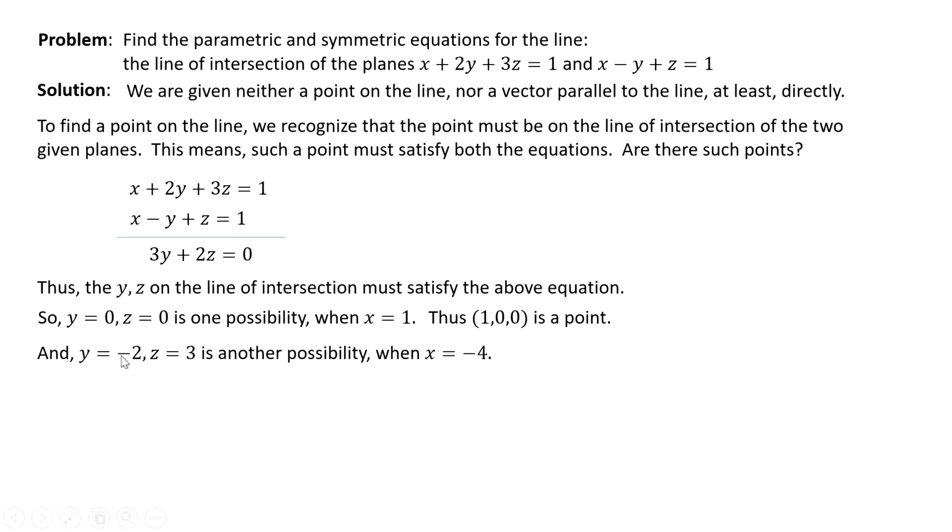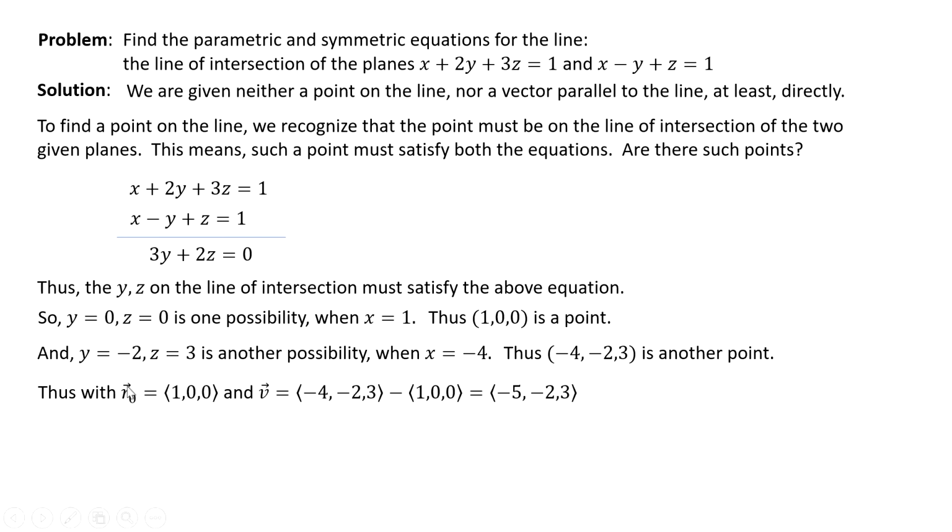Now, armed with these two values of y and z, let's go to one of these equations and figure out what x ought to be. It looks like it's much simpler to use the second equation. So we have x minus negative 2 plus 3. That would be x plus 5 equals 1. So x equals negative 4. Solve for that. And so that means (-4, -2, 3) must be another point. Cool. So what happened? We are in a situation where we seem to know 2 points.